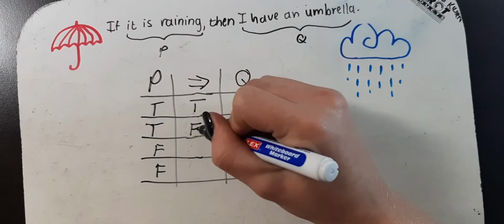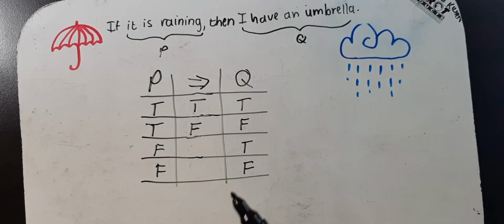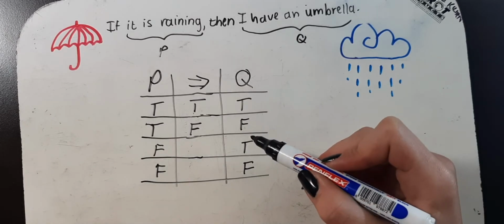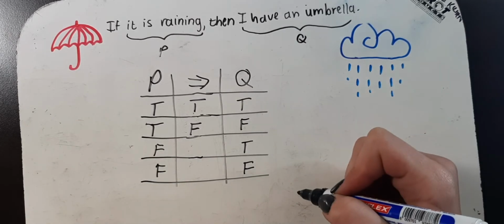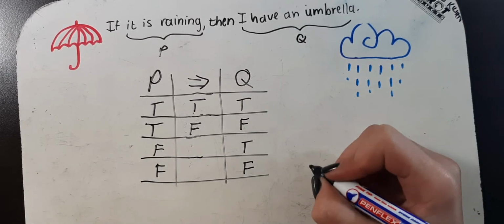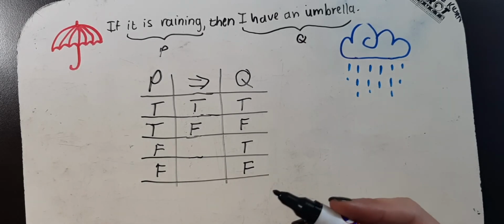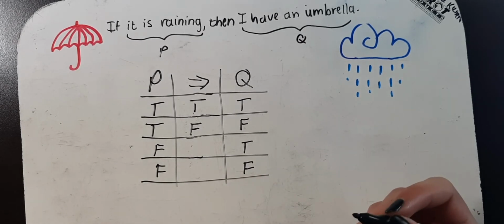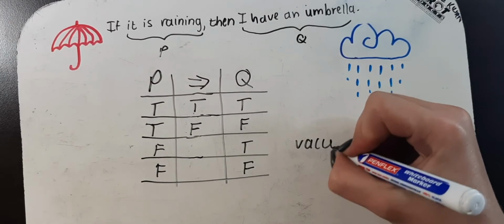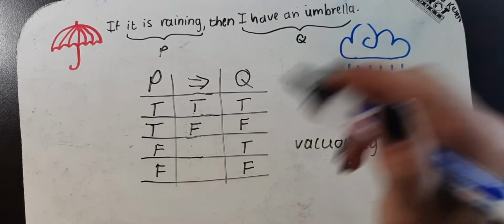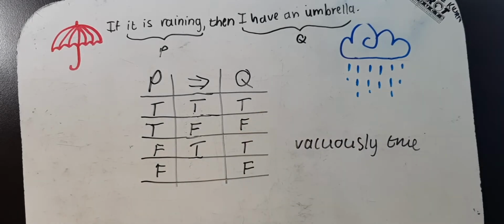So this is false. A false implying a truth. So it is not raining, but I have an umbrella. This cannot be tested because it isn't raining. We can't determine if I will have an umbrella or not. So we say this is vacuously true. So this is true.